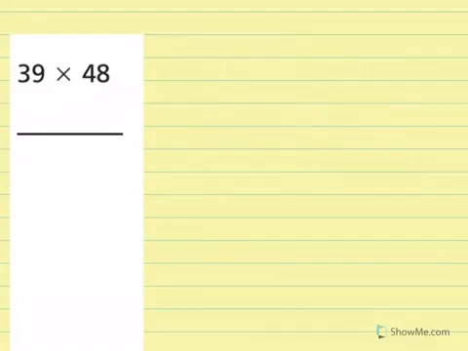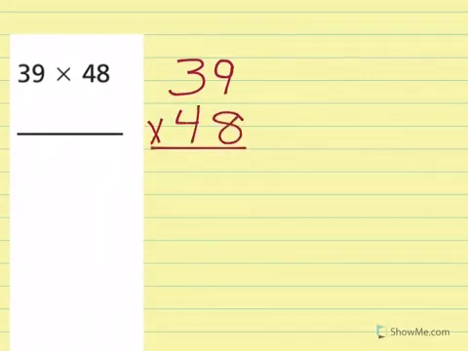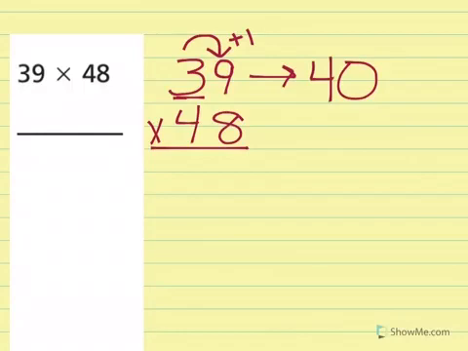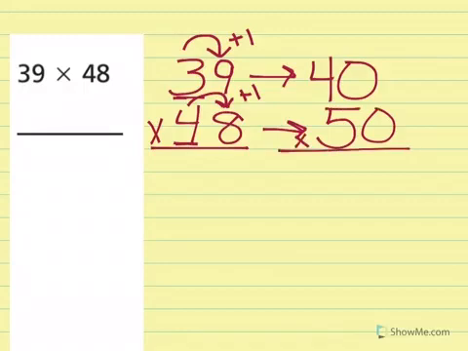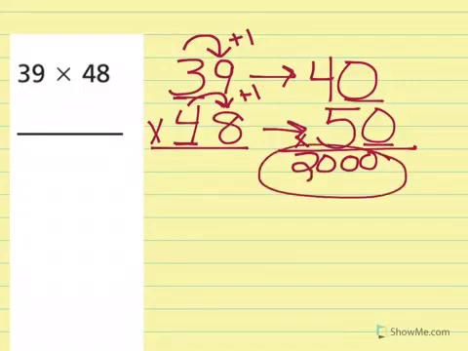In this example, I have 39 times 48. I'm going to round to the tens place. 9 is larger than 5, so I add 1. So 39 is closer to 40 than 30. Underline my 4. Draw an arrow to the 8. It is larger than 5, so I add 1. 48 is closer to 50. I know 4 times 5 is 20, and I have 1, 2, 2 zeros. So 2,000 is my estimate.